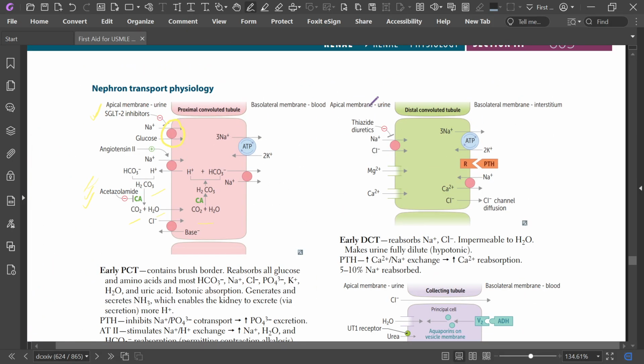Now the early DCT. In the early DCT, I have told you that there is a sodium chloride channel. This sodium chloride channel is blocked by thiazide diuretics. So early DCT reabsorbs sodium and chloride. It is also impermeable to water. It makes our urine fully dilute, hypotonic urine. So thiazide diuretics work here. So if sodium and calcium are not reabsorbed in the DCT, what will happen? They will pass through the kidney and come out through the urine.